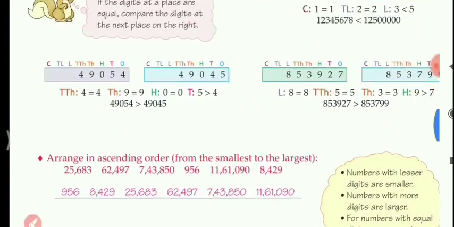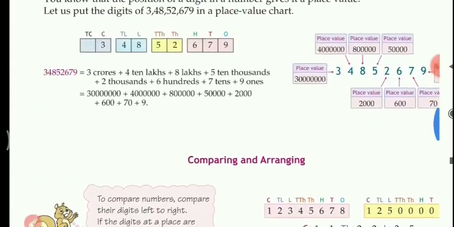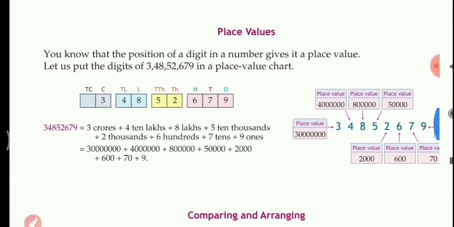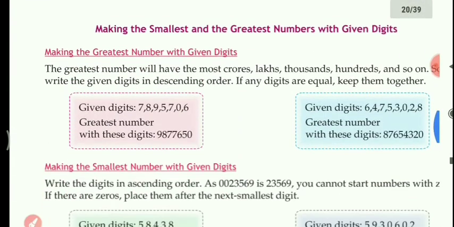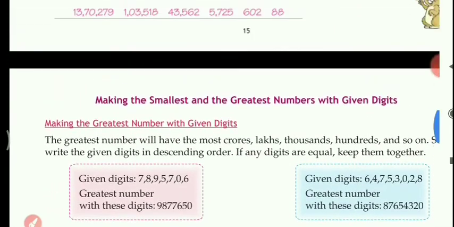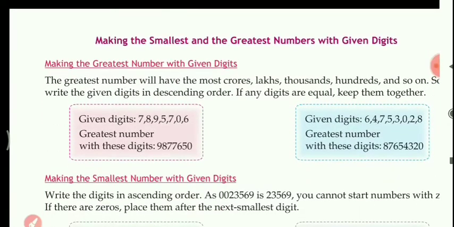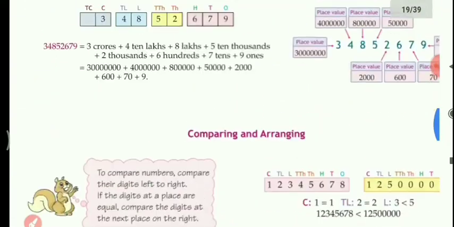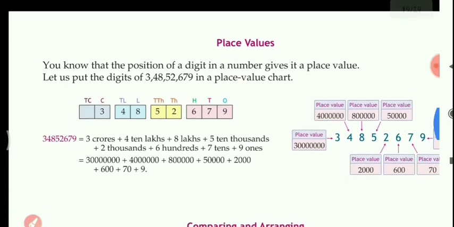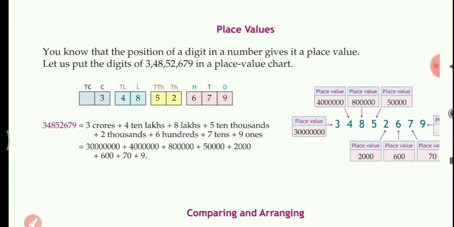But before starting this exercise, we will know how to find place values, comparing the number and arrange into ascending and descending order, and one more thing, how to make smallest and greatest number by given digits also. Okay, so as you can see, here is given place values.